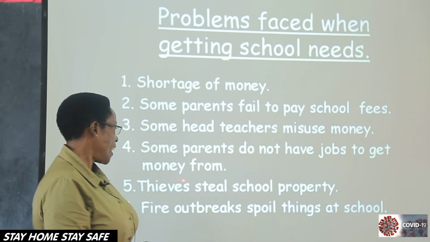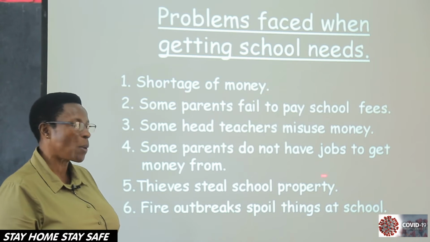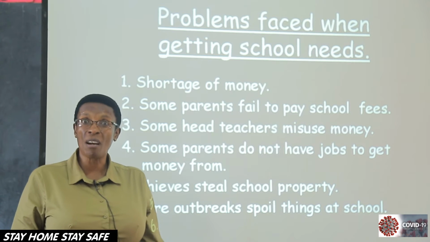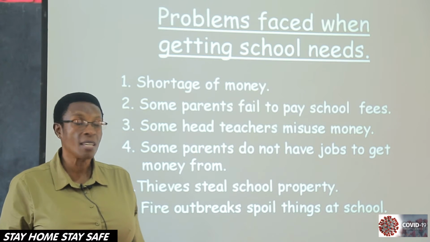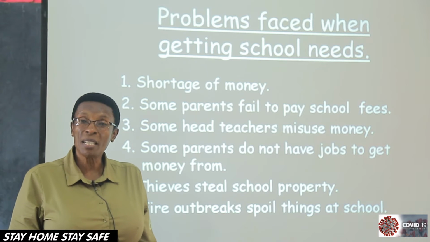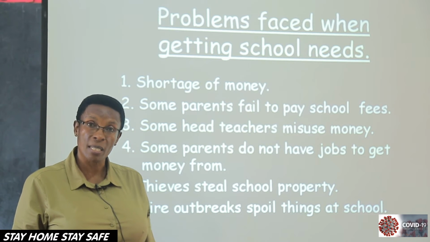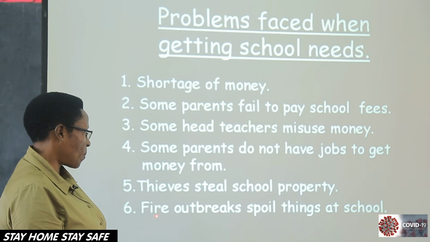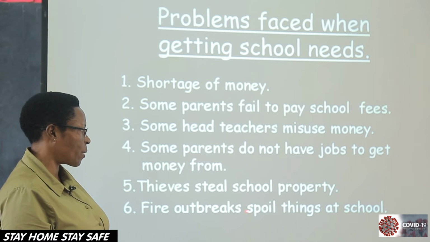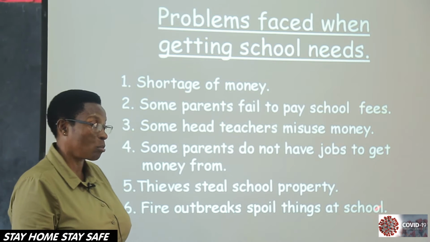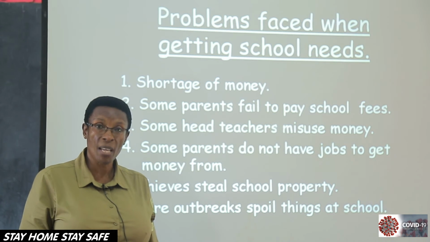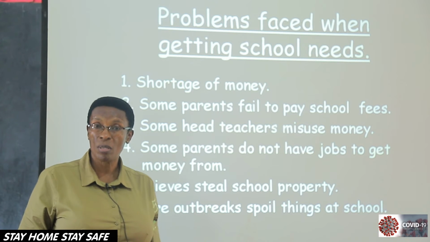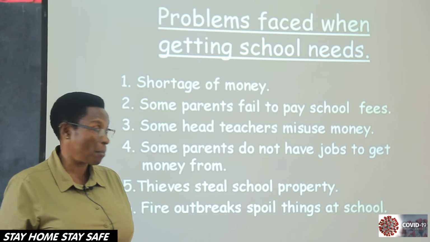Good. Thieves steal school property. Yes, there are some schools which don't have guards, they don't have a fence, and thieves come and steal the school property. So that is another problem. Now another problem, fire outbreaks spoil things at school. Yeah, there might be fire. I normally see fire on TV burning schools. So that is another big problem.